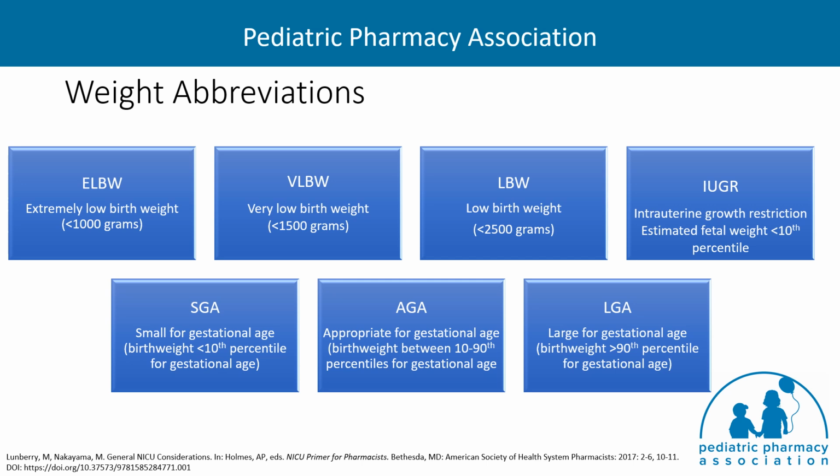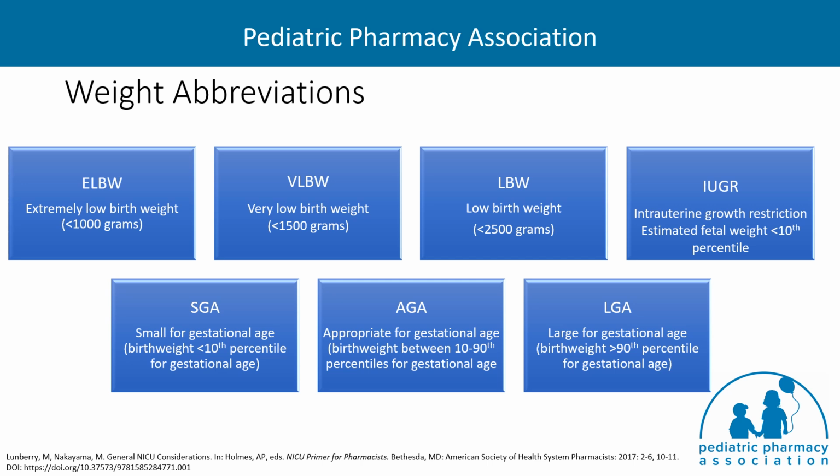Once a neonate is born, we have several different ways to classify their weights. Extremely low birth weight infants are going to be those less than 1,000 grams. Very low birth weight infants will be less than 1,500, and low birth weight is less than 2,500. IUGR, or intrauterine growth restriction, is an estimated fetal weight less than the 10th percentile. This is a decline in growth of the fetal pace, and there's a lot of factors that can contribute, including maternal hypertension or preeclampsia that impacts the uteroplacental vasculature.